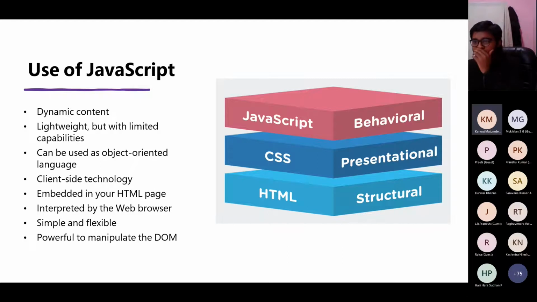So client side is a type, it can be used as client-side technology. It is embedded in the HTML page. It is interpreted in the web browser. It is simple and flexible. And what do you mean by DOM? DOM is the Document Object Model. Whenever you see any manipulation happening on an event, for example, you click a button on a website, what happens after that generally deals with events and DOM manipulation.